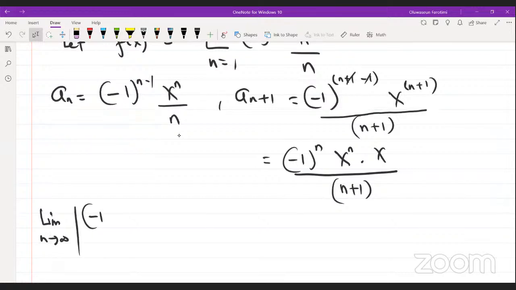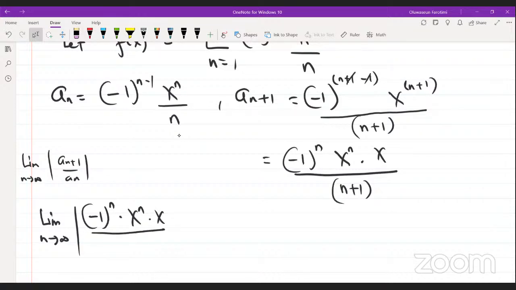Okay, so this is (-1)^n. Remember, it's a_{n+1} over a_n, right? Then you're passing the limit, all divided by, you got an n plus 1. But that's your a. The whole of this that I have here is my a sub n plus 1. What about my a sub n? This is a rational function kind of thing, right? It has a top and a bottom.